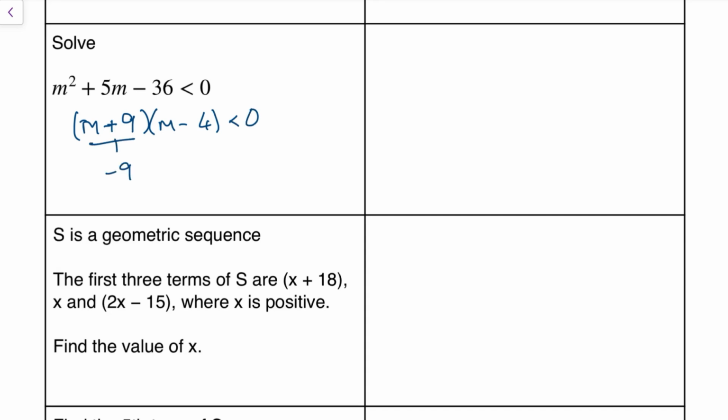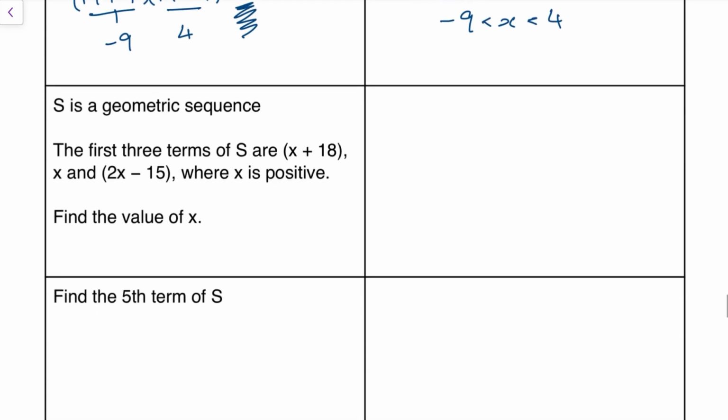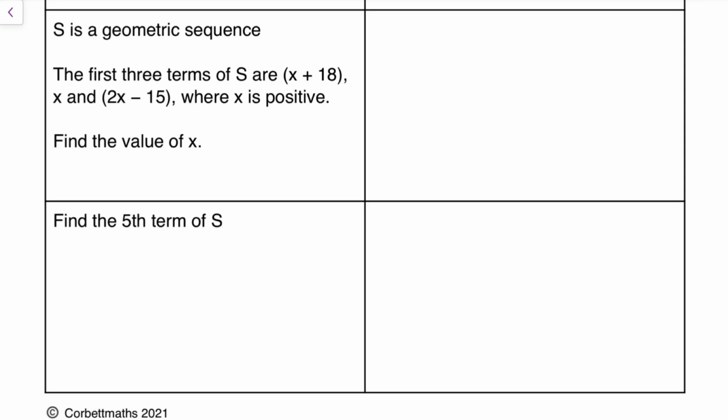That gives me a root of minus 9. This gives me a root of 4, which means when I plot my graph, I know I've got minus 9 here and 4 here. Now, plotting the graph is really helpful because then I can clearly see that I want all values that are below. So in other words, I want all values that are between minus 9 and 4. In other words, which x values give me a negative y value? Well, it's between minus 9 and 4. Question done.